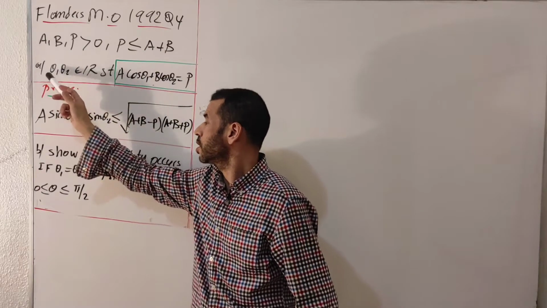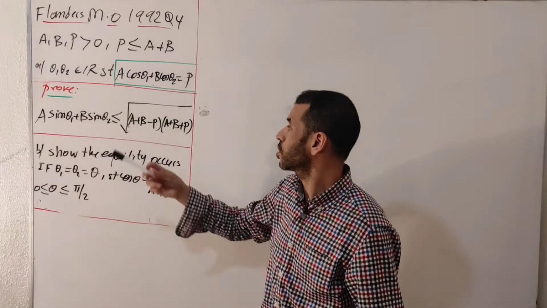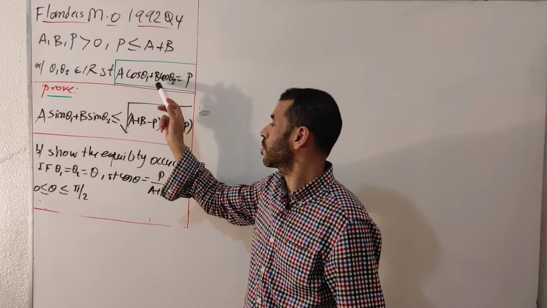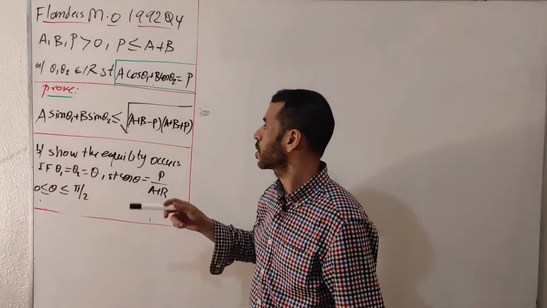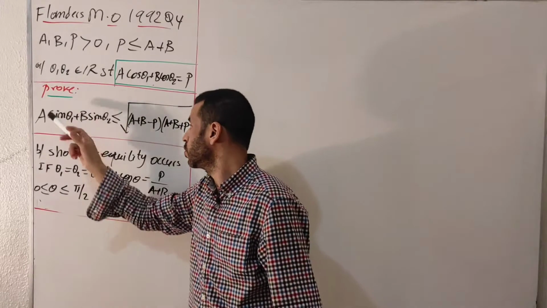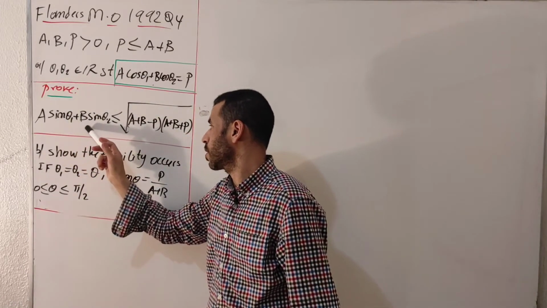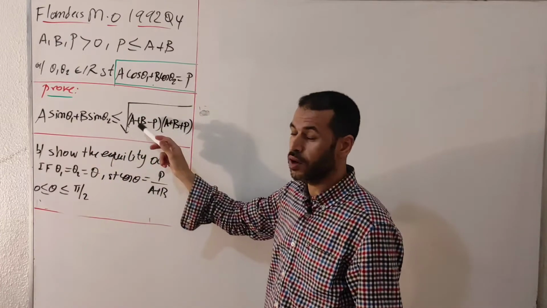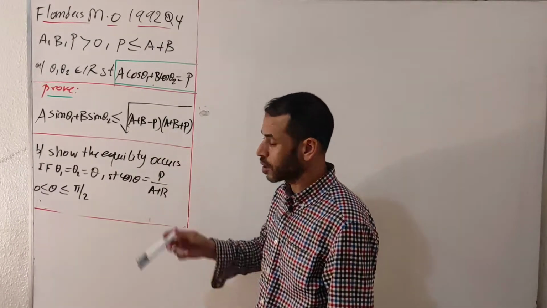We also have theta 1 and theta 2, which are real numbers such that this condition holds: capital A multiplied by cosine theta 1 plus B multiplied by cosine theta 2 equals P. Our question: we are going to prove that capital A multiplied by sine theta 1 plus capital B multiplied by sine theta 2 is less than or equal to the square root of the product (A plus B minus P) and (A plus B plus P).